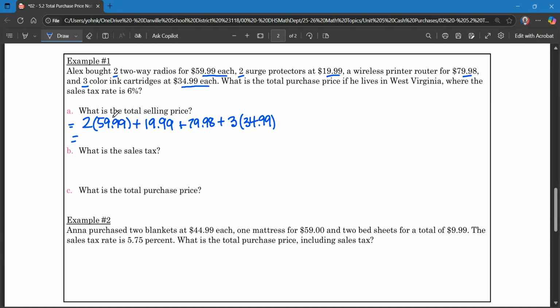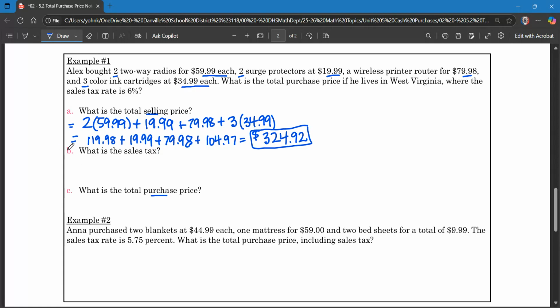So 2 times $59.99 is $119.98. Then we have the $19.99, the $79.98, and 3 times $34.99 is $104.97. If I add this up, my total selling price is $324.92. Notice this is the total selling price, okay? Not to be confused with total purchase price, which we're going to do in a minute.